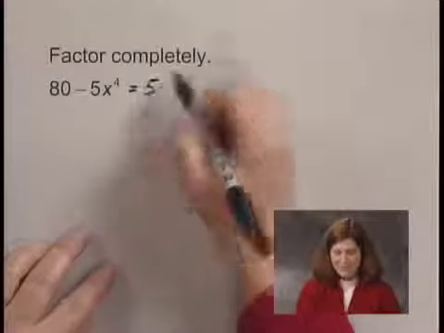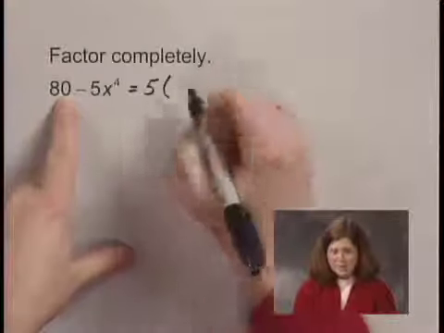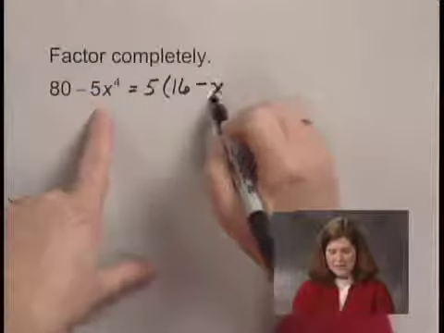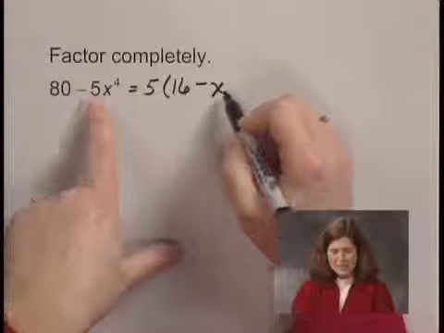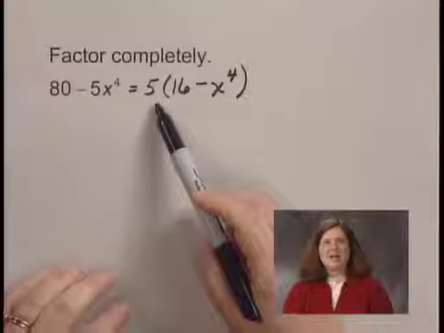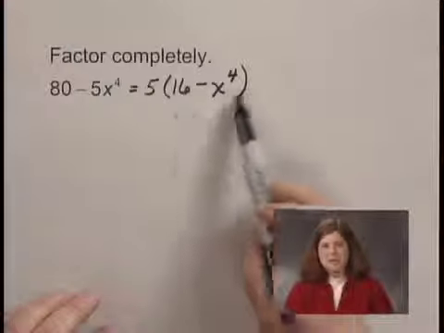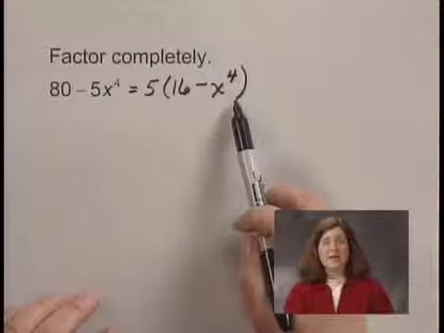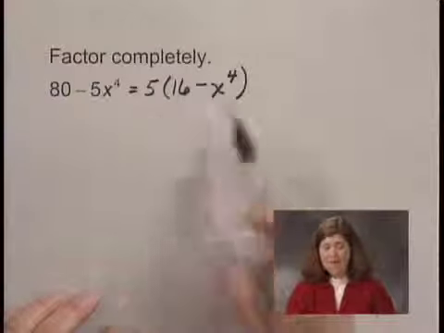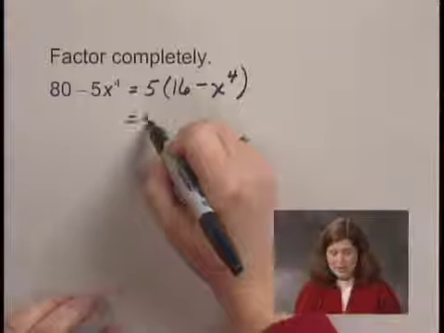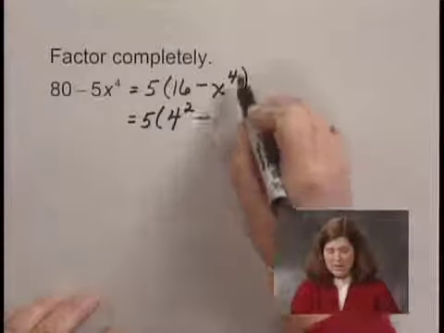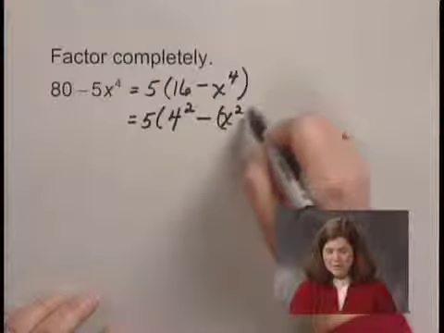It's 5. 5 times 16 is 80, minus, and then 5 times x to the fourth would be 5x to the fourth. Now that I've factored out a common factor, I check to see what's inside the parentheses, if that can be factored. Inside the parentheses, I have a binomial, and it is a difference of squares. I can see that by writing 16 as 4 squared and x to the fourth as x squared squared.